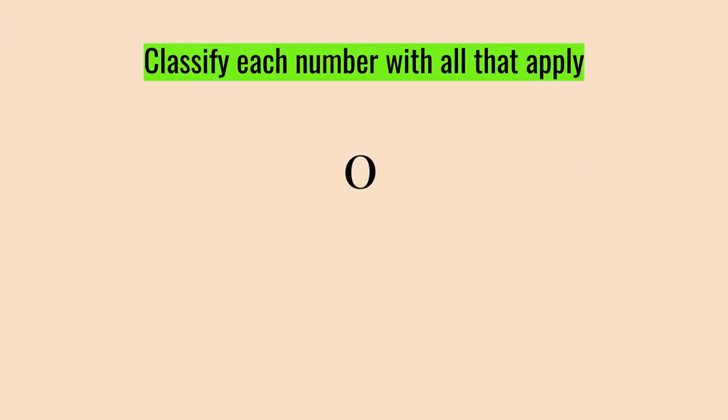Okay, I'm going to put some of these up here, and I want you to try them. Classify, so hopefully you have your classification table in front of you. First thing, rational or irrational, and then if it's rational, go down your list and see what you can classify it as.